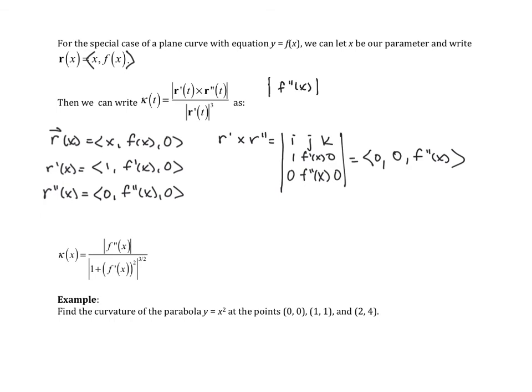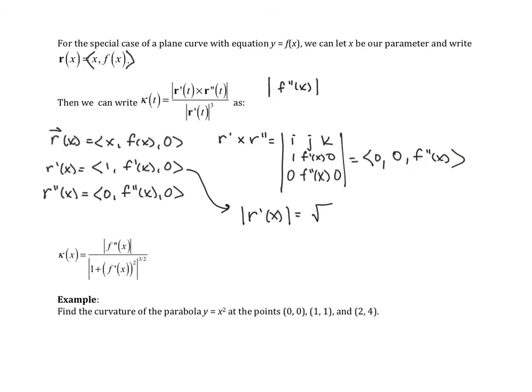Because that's what my r prime cross r double prime is. And then if we look at the magnitude of r prime of t, well, I didn't look at that one just yet. Let's do that. Let's find the magnitude of r prime of t. This is an x, sorry. I think I said t twice, actually.